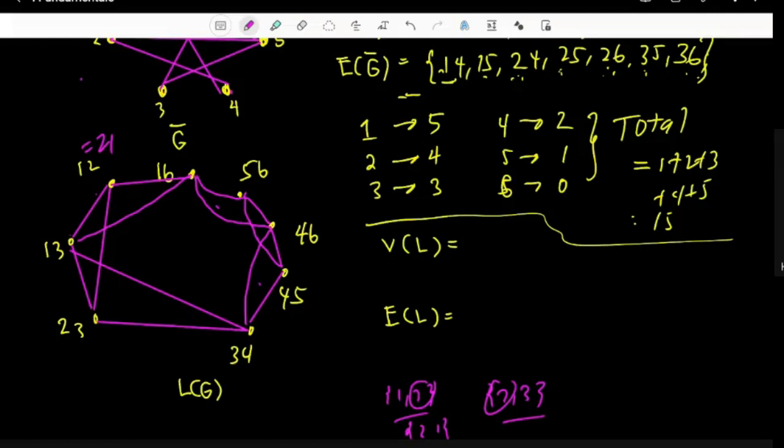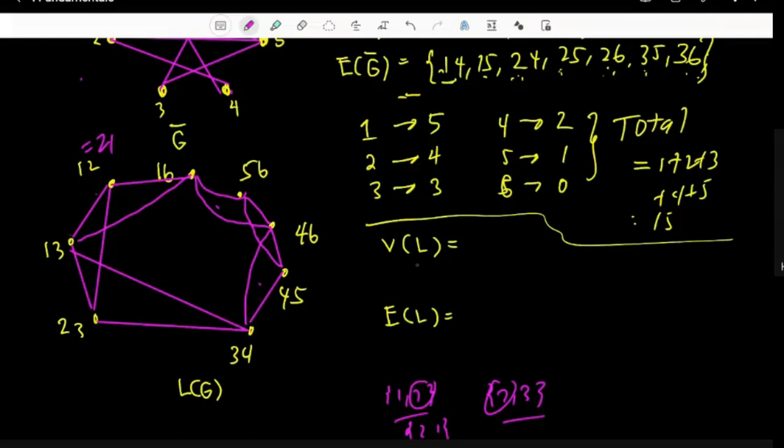Meron pa? Paki-double check. So, yung 1, lahat ng nakakonect sa 1, tsaka lahat ng nakakonect sa 6. 6, 6. Yung 5, may 6. May 5. Okay. So, I guess that's all the edges of LG.